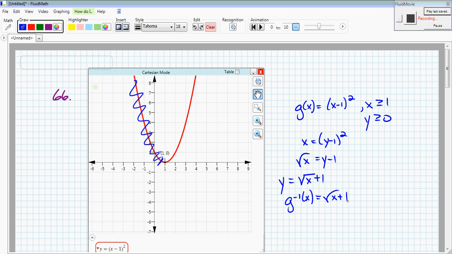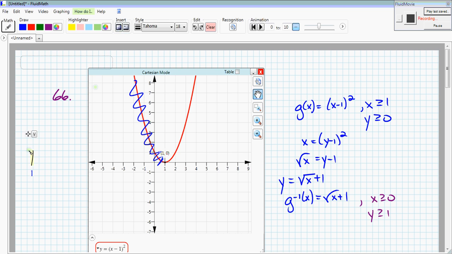Now again, the reason it's not plus or minus is because then our domain would not be restricted the way that it should. Now again, the domain here is going to be x is greater than or equal to 0 and y is greater than or equal to 1. Because like all the other x and y values, the domain and range has to flip.